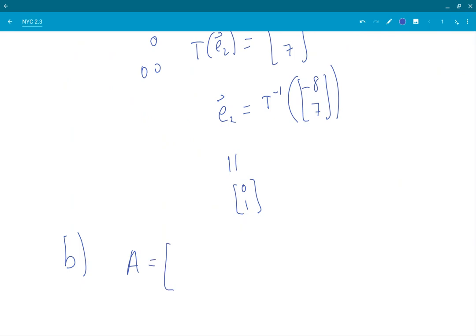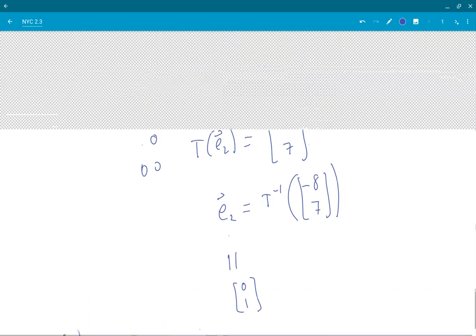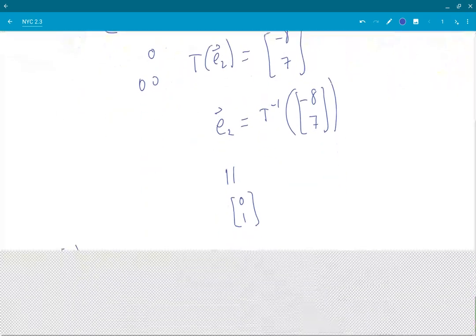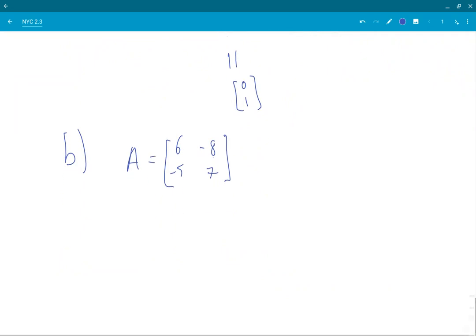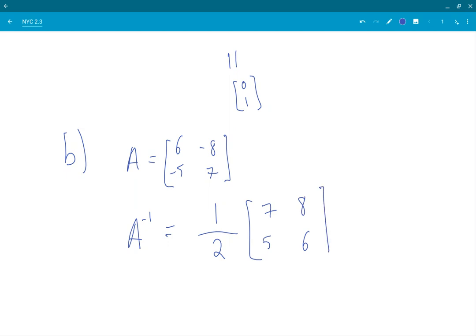So what was A again? It's negative 8, 7 as my second column, and then 6 minus 5 is the first. So I'm going to invert that, right? A inverse is 1 over 42 minus 40, which is 2. And the 7 and the 6 switch, and then the other diagonal changes sign.